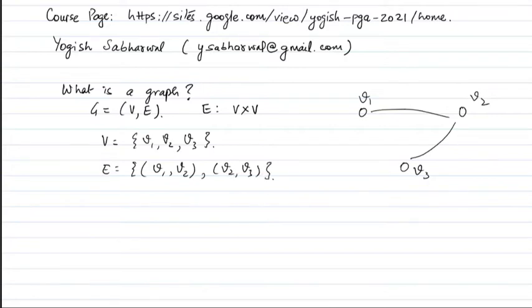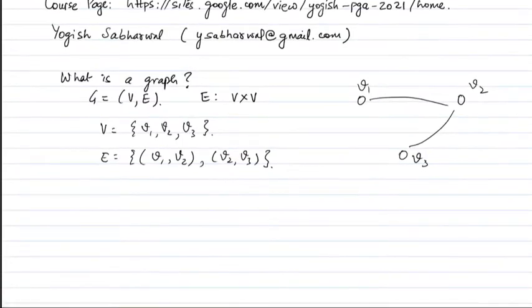Now, there are different types of graphs, so we'll get into that. For instance, this particular set can be ordered or unordered. So we'll come to directed and undirected graphs.